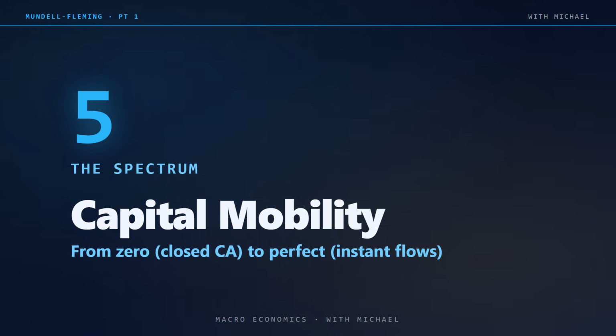Most real economies sit somewhere between these two extremes. Imperfect capital mobility. Capital can flow, but not instantly, not costlessly, and not in unlimited quantities. Most emerging markets and many advanced economies during periods of financial repression fall into this middle zone.